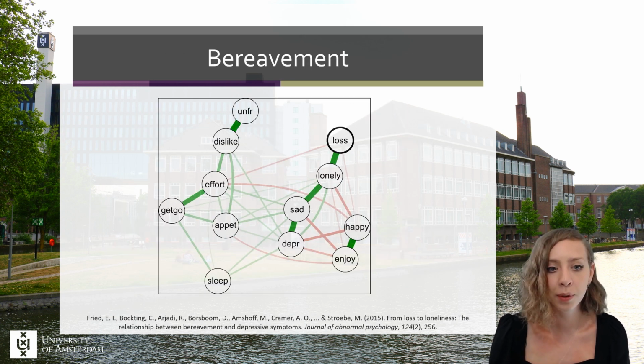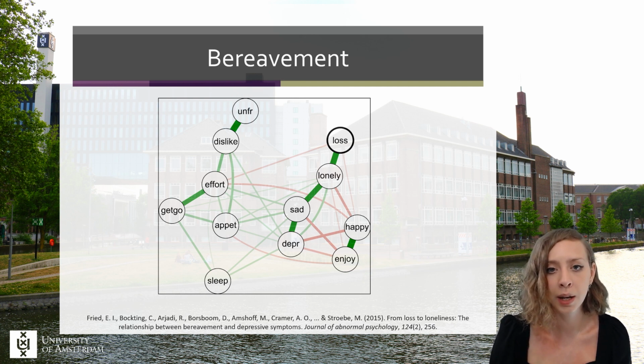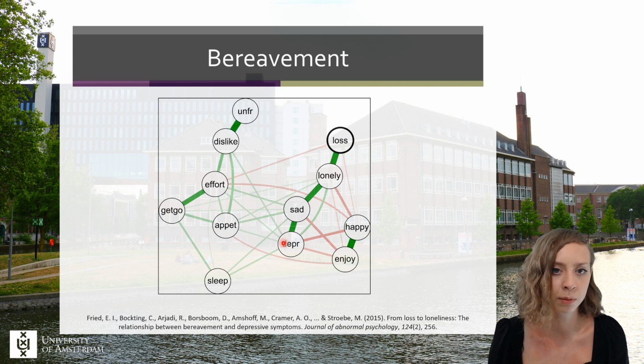So this is another example from a paper by Isvoranu and colleagues in 2015, where they were interested in bereavement and how loss affects a network of depression symptoms. So here they asked spouses who lost their loved one about their depression symptoms, and then they included loss as a variable in the network. And what they found was that loss, so losing your loved one, is mostly associated with loneliness, very strongly associated with loneliness. And it looks like from there on, the network of depression symptoms activates.